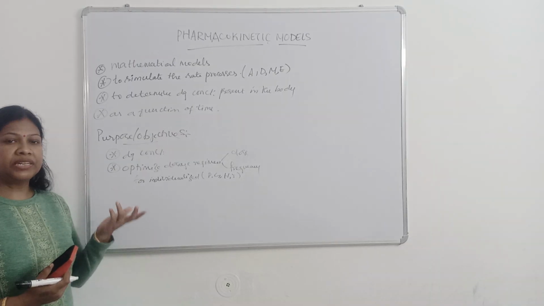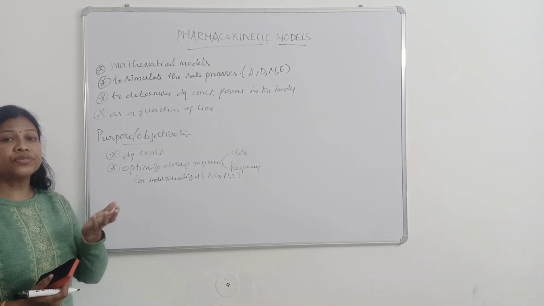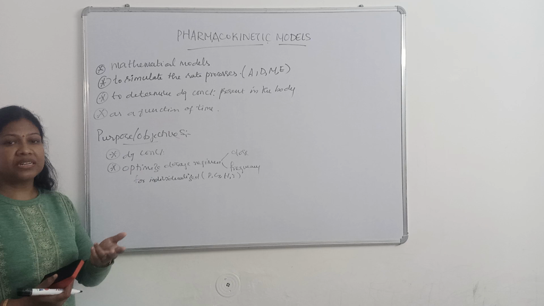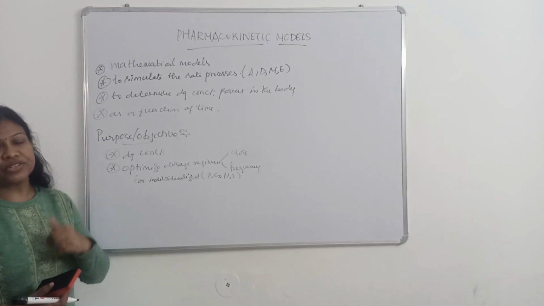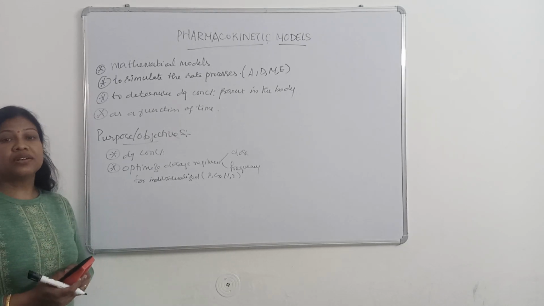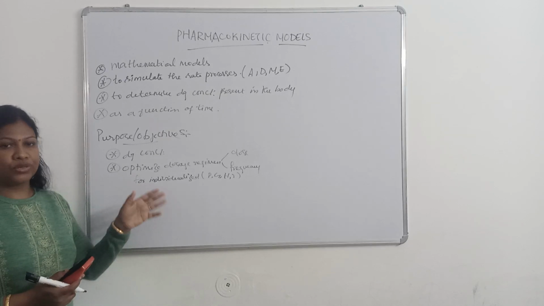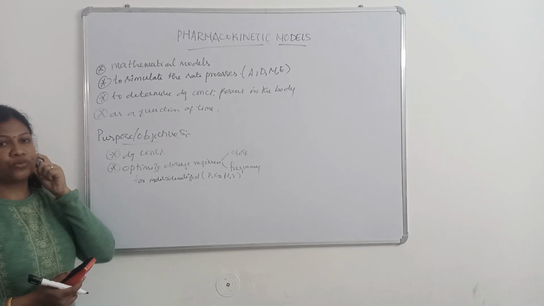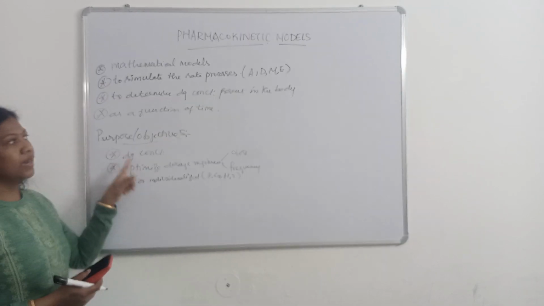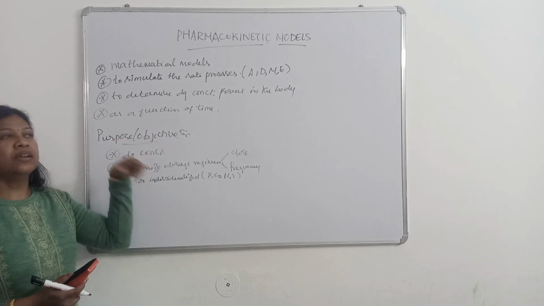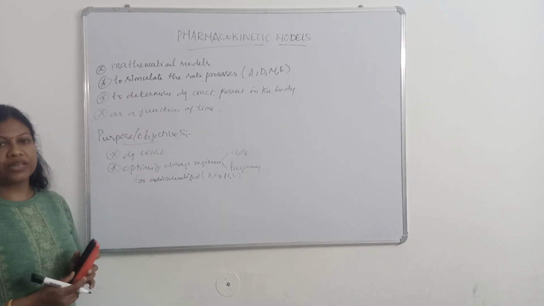The ability to eliminate the drug from the body will be reduced when there is disease in the liver and kidney, which are responsible for elimination of the drug. So there also we have to reduce the dosage regimen. There also we have to go for optimization. That calculation also can be done with the help of these pharmacokinetic models.